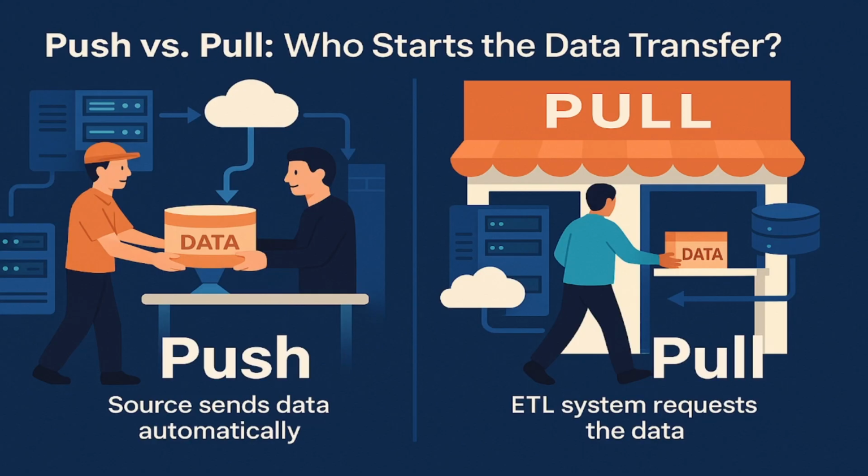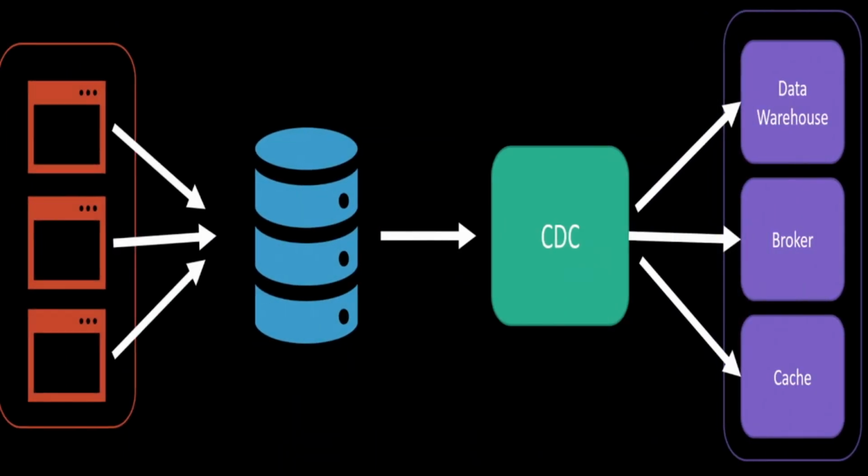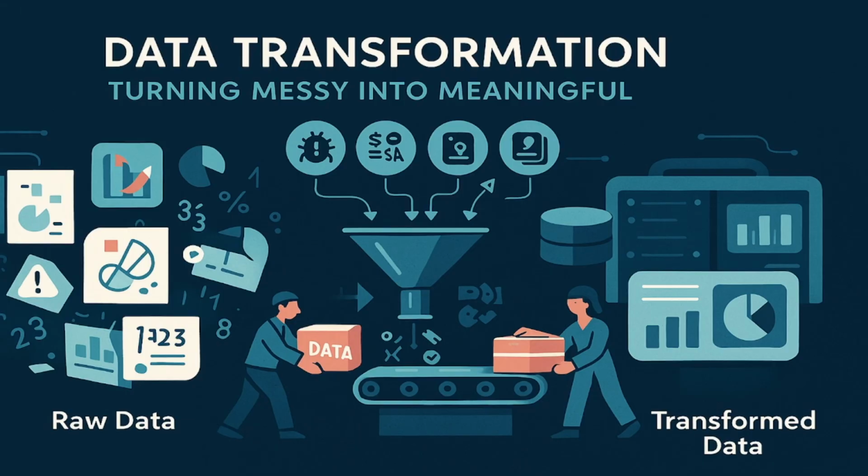And when you're doing incremental extraction, one tool you'll hear about is change data capture, or CDC. It tracks what's changed in the source, so you're only dealing with what's new. Saves time, saves resources, win-win. All right, we've got the data. Now we clean it up. Transformation is basically the makeover phase.